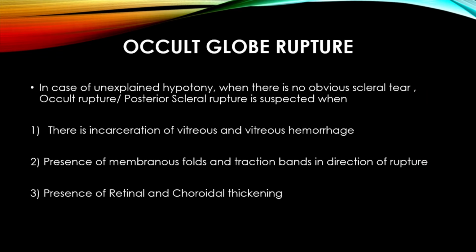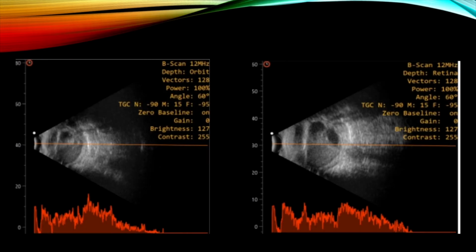In case of an unexplained hypotony, when we cannot find any obvious corneal or scleral tear, then occult rupture is suspected. On USG, we suspect occult rupture when there is incarceration of vitreous and associated vitreous hemorrhage, the presence of membranous folds and textural bands in the direction of the rupture, and presence of retinal and choroidal thickening.